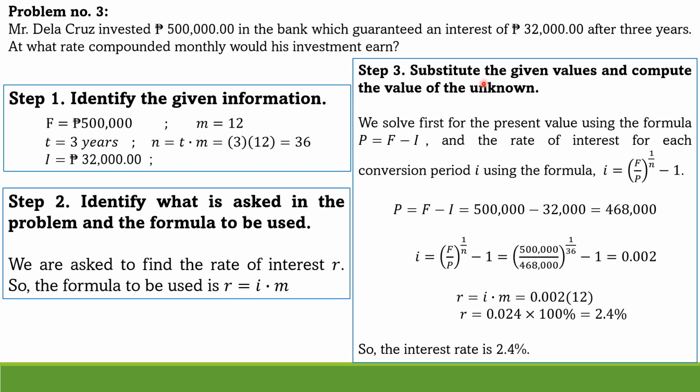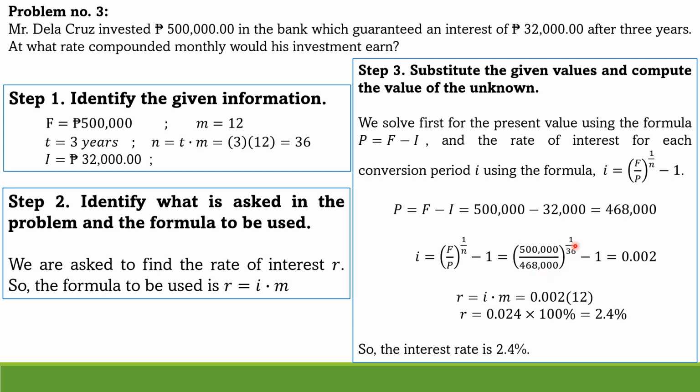But before that, since wala tayong given na present value, gamitin muna natin tong formula na to. Present value is equal to final amount minus the interest. And ang final amount natin is 500,000 minus the interest, 32,000. So therefore, ang present value natin is 468,000. And then, we'll substitute that to this formula to find the value of I. So I is equal to the final amount divided by the present value raised to 1 over the total number of periods, minus 1.